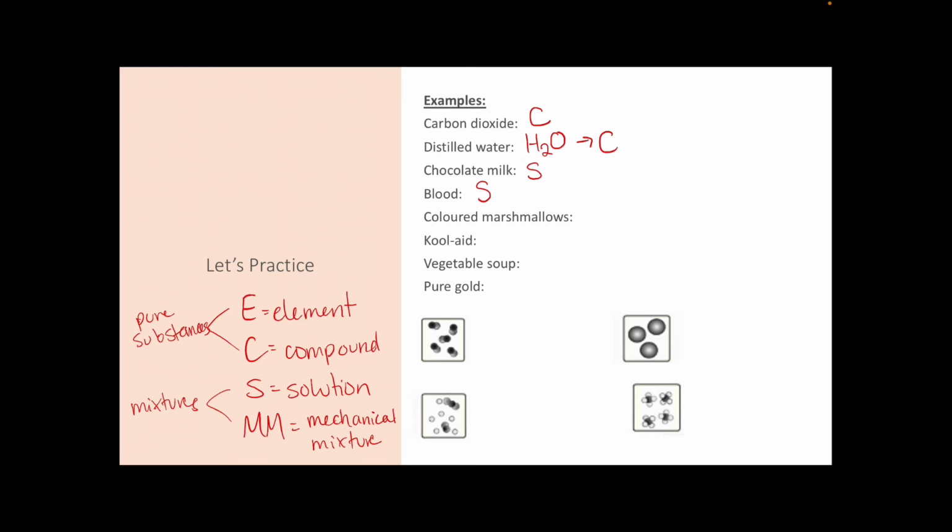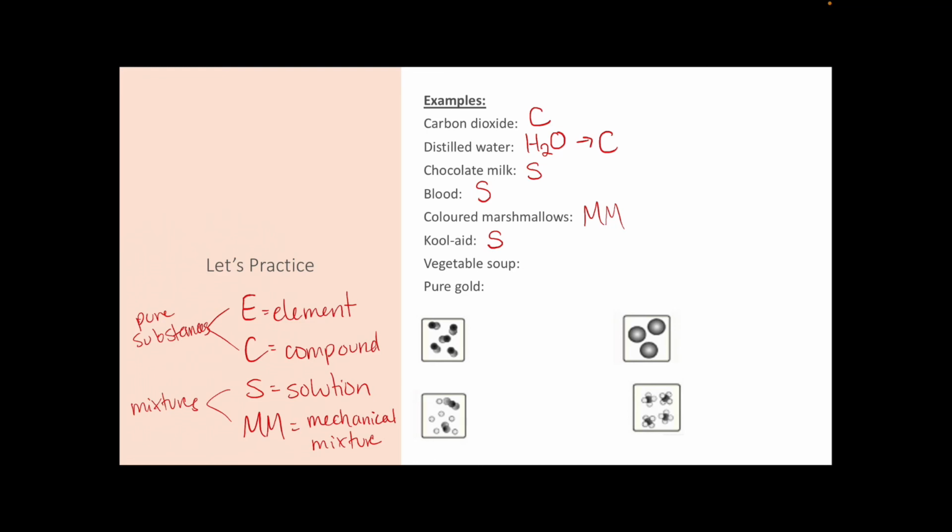What about colored marshmallows? This one would definitely be a mechanical mixture. You can see the different parts and you can separate them if you wanted to. You could pull them apart. What about Kool-Aid? What goes into Kool-Aid? It would be kind of similar to our chocolate milk or the blood, so this is also a solution. There's a lot of different ingredients that actually go into making Kool-Aid, but it looks uniform, so it's our solution.